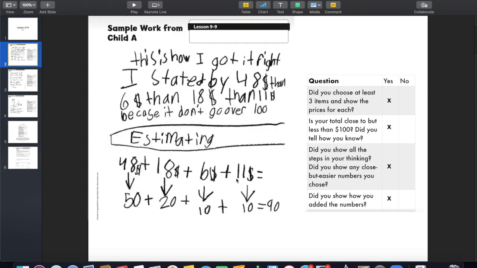Just like in student sample A, we said that they had all yeses, but there were still places where they could go back and update their work.